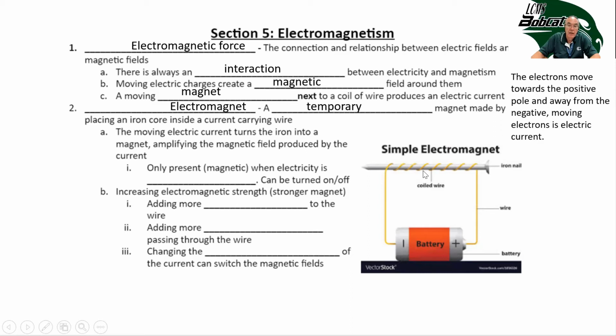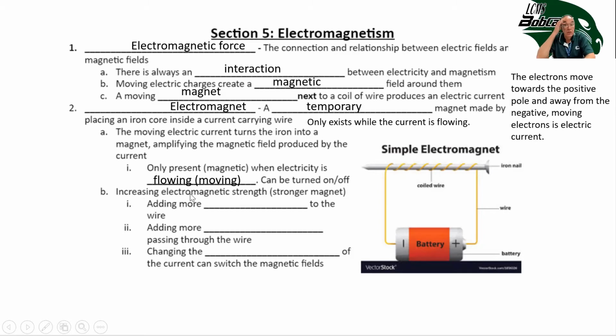Now, let's use some common sense. Since the electromagnet is created by the electricity running through the wire, then it seems kind of obvious that the more electricity we run through the wire, the stronger the magnet. And it's also created by wrapping this wire around the nail. So the more times we wrap the wire around the nail, that would also make the electromagnet stronger. So let's take a look over here in the notes. It says a moving electric current turns the iron into a magnet, amplifying the magnetic field produced by the current. It's only magnetic while the electricity is flowing.